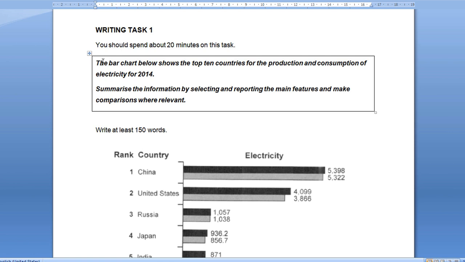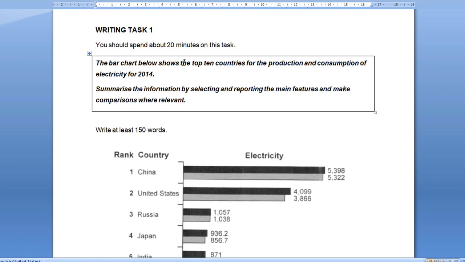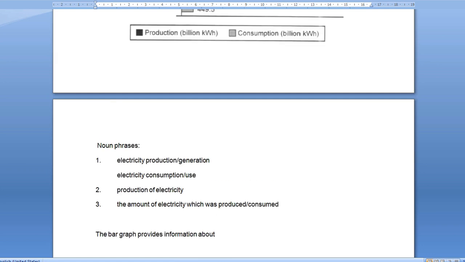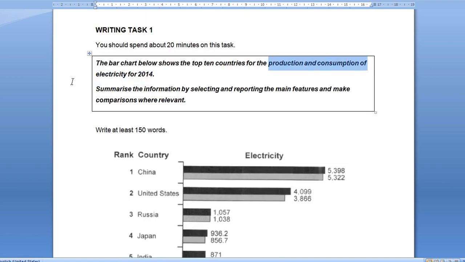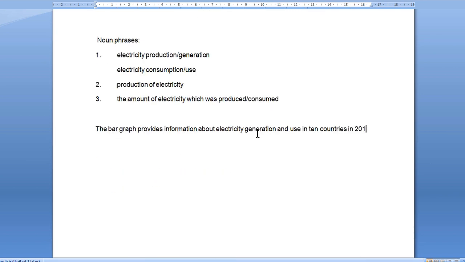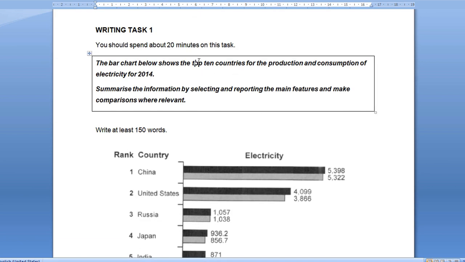The bar chart below shows the bar graph. They don't say anything about data on or information on, so I'll add that in. The bar graph provides information about the top 10 countries for the production and consumption of electricity. Interesting, this is quite unusual. So let's use noun phrase 1. Electricity generation, electricity use in 10 countries in 2014. That's fine. You could go up a level and say something about the top 10.